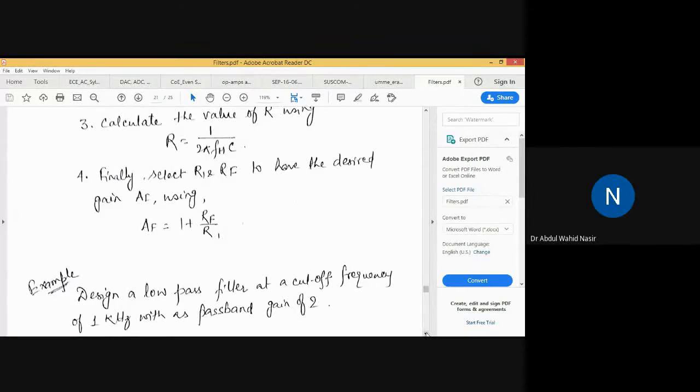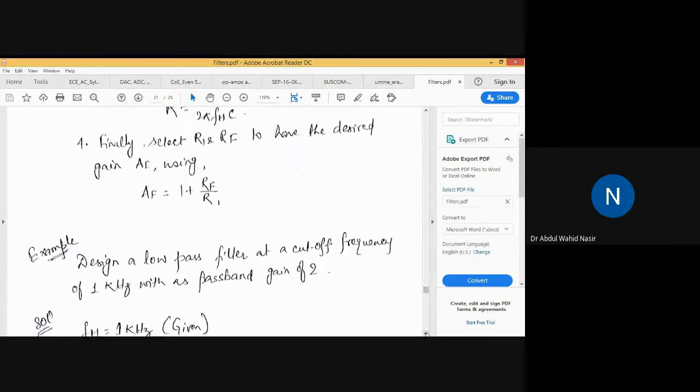Finally, select the values of R1 and RF to have the desired gain. The gain of the filter depends on the values of RF and R1, as I told you, because the gain is 1 plus RF by R1. So whatever gain you require, based on that, you can select the value of RF by R1. Now we will take one problem related to the design of a low pass filter, then we will understand that clearly.